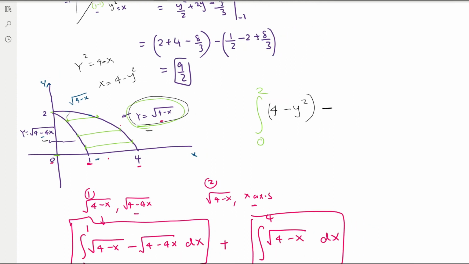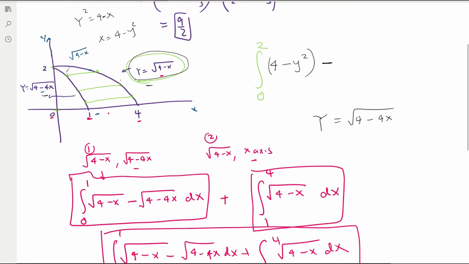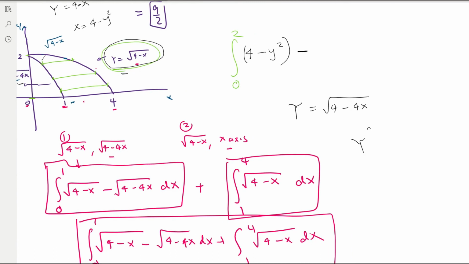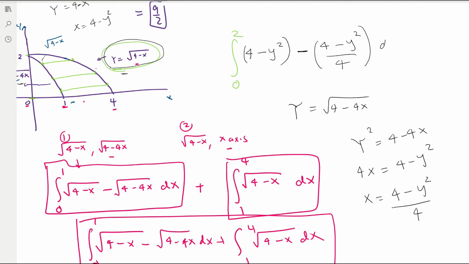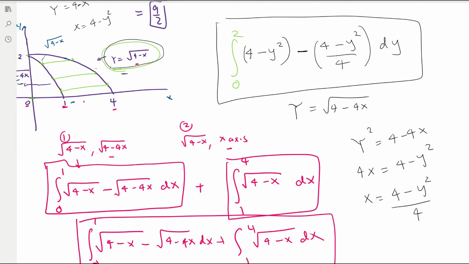Minus the function on the left, which is y is equal to square root 4 minus 4x. Now you have to write it in terms of y. Make x the subject, so square both sides. So y squared is 4 minus 4x. So take negative 4x to the left, kick y squared to the right, so 4 minus y squared. Divide by 4, so x is equal to 4 minus y squared over 4. So that's your left-hand side function, 4 minus y squared over 4, dy. And that's the integral that will give you the area, written in terms of y.